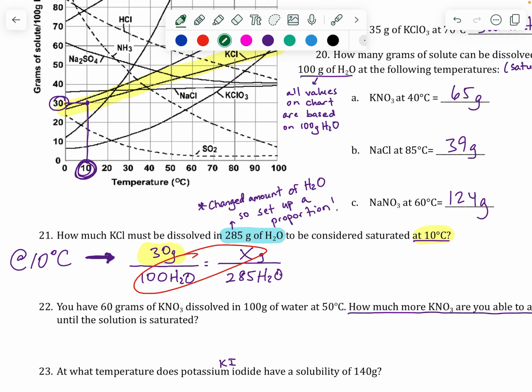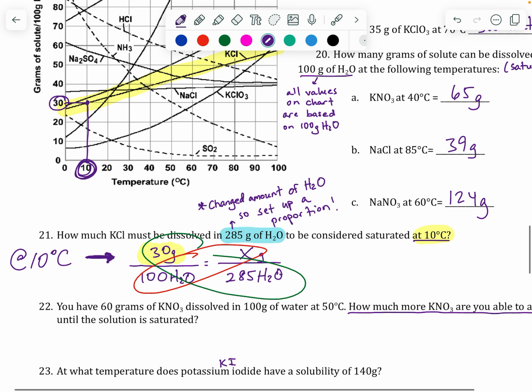And when you cross multiply, what you end up with is, on one side of the equation, it does not matter which one goes first. I usually like the X first, so 100 times X equals 30 times 285, which we can do in the calculator, and that ends up being 8,550. And of course, when you're dividing by 100, you're just moving the decimal back 2 spaces.